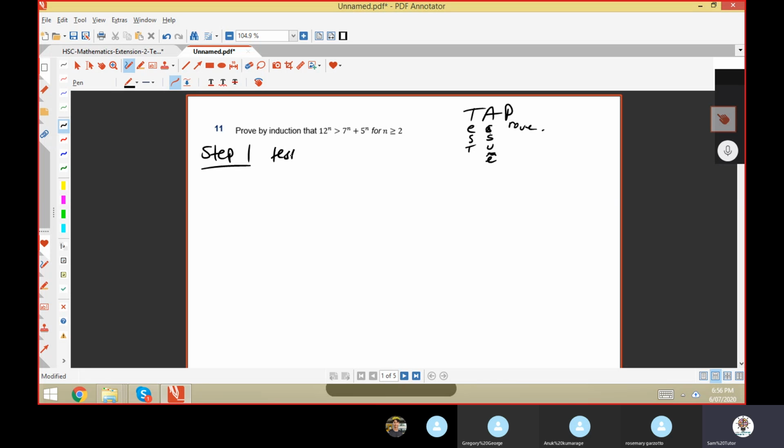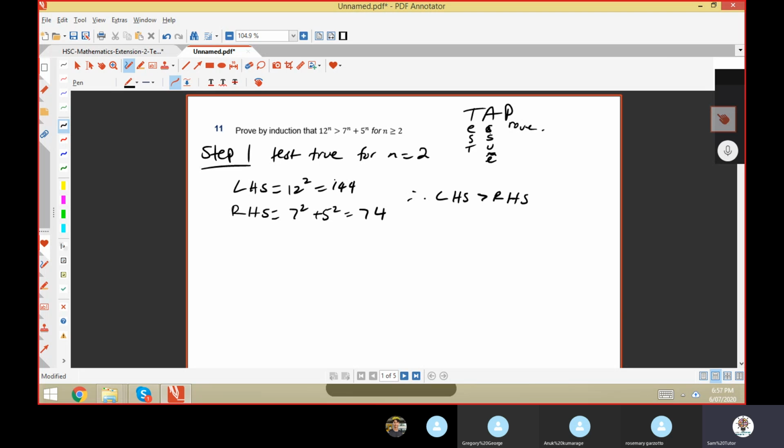So step 1, test true for n equals the very first case, which is n equals 2. Your left-hand side equals 12 squared, which is 144. Your right-hand side becomes 7 squared plus 5 squared, which is 74. And of course, from that, you can say left-hand side is bigger than right-hand side. Yeah, 144 is clearly bigger than 74. All right, all good? Step 2.